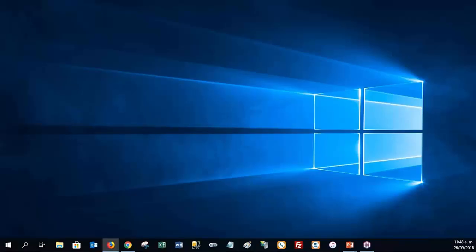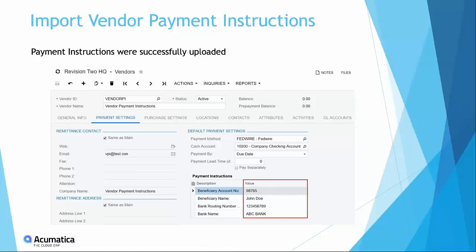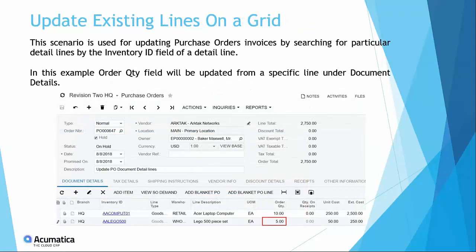I will go back to my input scenario presentation. Okay, the next example is also very useful and very commonly used, and is to update existing lines on a grid. In this scenario, I will use purchase order screen to update a specific line under the document details tab. In this case, the example is quantity.